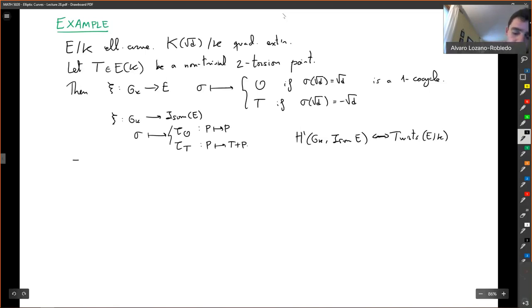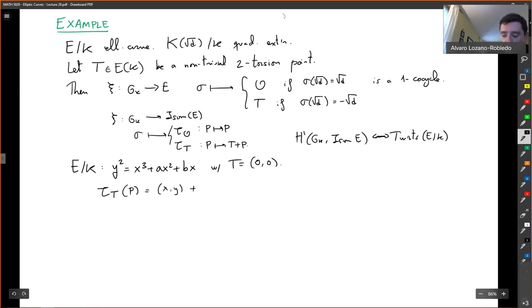So we also want to know what is the homogeneous space that corresponds to this cocycle. We can give an equation for E. E has a two-torsion point, so we might as well assume that it is (0, 0). So it will be an equation of this form with T being (0, 0). Translation by T on a point P would add (x, y) and the point (0, 0). And if you compute that map, it is this map.